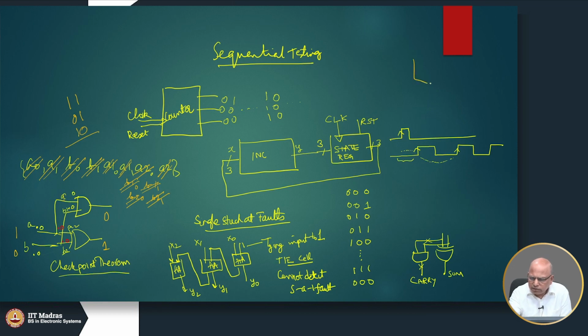So, what do we have? We have half adders like this. In our incrementer, we have half adders. And right now we have put a 1 here.